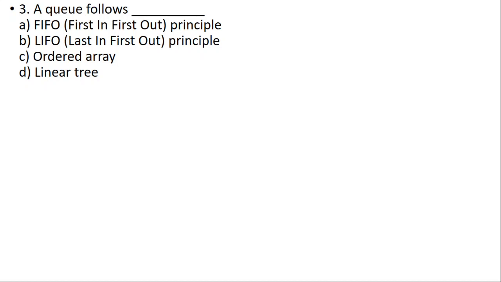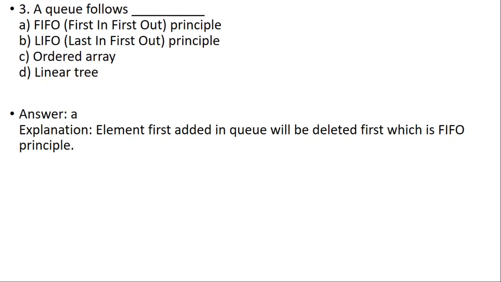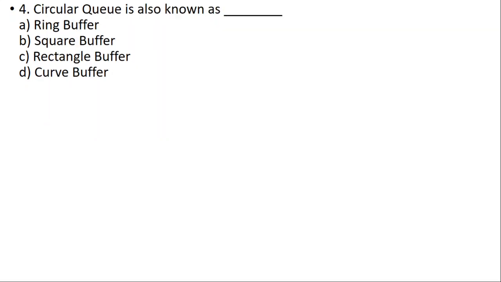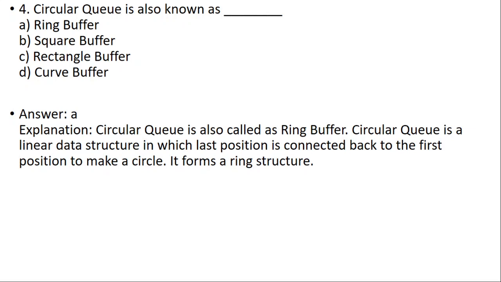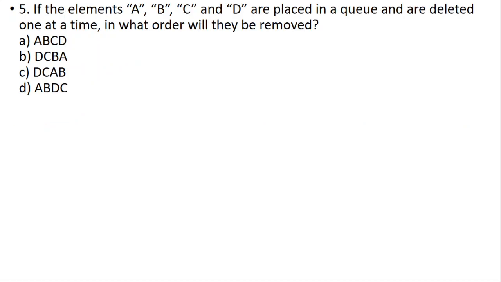The next question, a queue follows. The answer is, as you know, it's a first in, first out principle. Next question, circular queue is also known as. The answer is A, ring buffer. Circular queue is also called a ring buffer. Circular queue is a linear data structure in which last position is connected back to the first position to make a circle. It forms a ring structure.